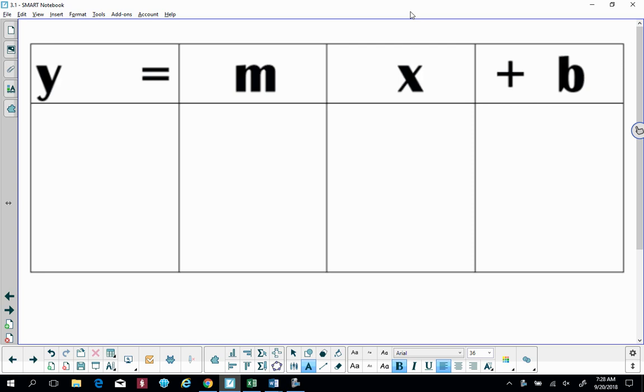Raise your hand. So this is slope-intercept form. You're going to be seeing a lot of this. We've already seen a little bit of it, but we're going to go ahead and talk about what each letter means. So the first thing we're going to talk about is y. And another way we can talk about y is output.